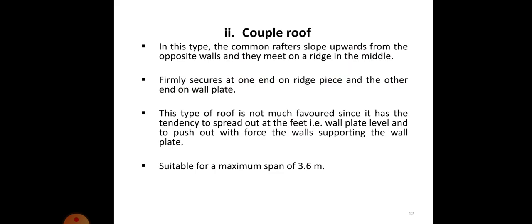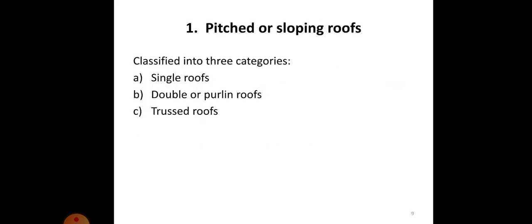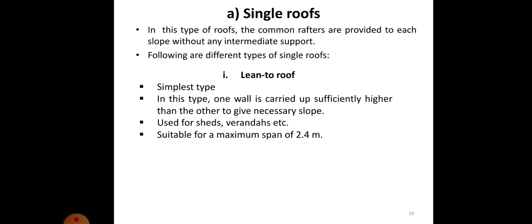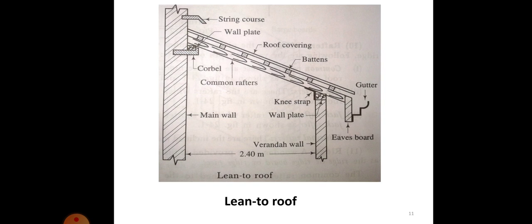So in general, the roofs may be classified into three categories: single roof, double or purlin roof, and the trussed roof. And single roof is further classified into lean-to roof, coupled close roof, collar beam roof, and collar and scissors roof. A single roof is a roof which has common rafters which are provided without any intermediate support.